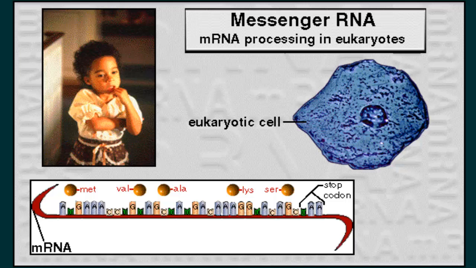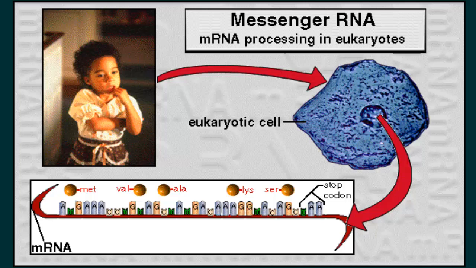In eukaryotic organisms, such as ourselves, messenger RNA undergoes a few alterations in the nucleus before traveling to the cytoplasm. In eukaryotes, the protein coding segments of genes do not lie next to each other on a chromosome. Instead, they are separated by non-protein coding gene segments called introns. The segments of each gene that code for a protein are called exons.